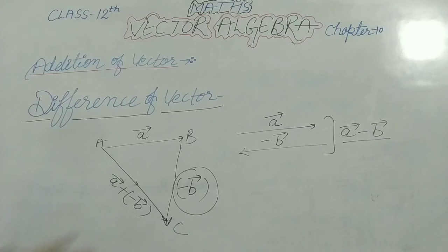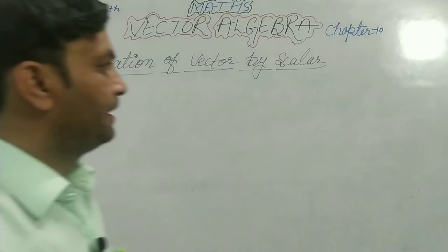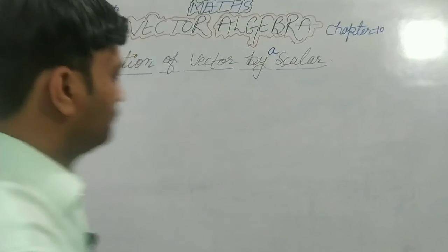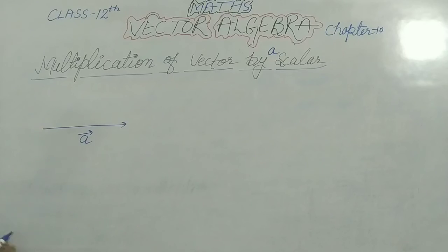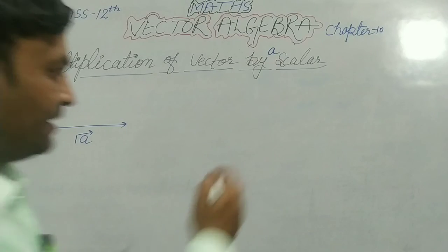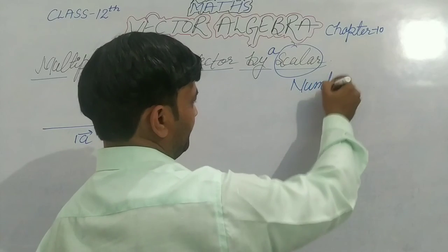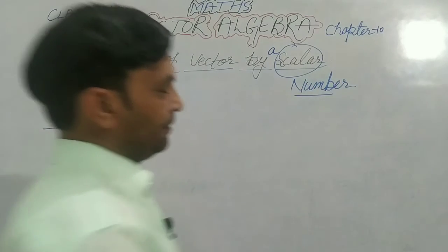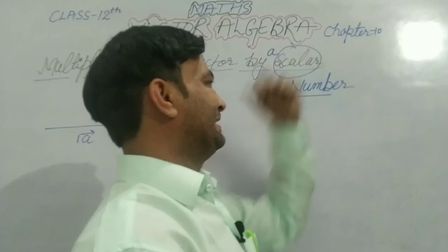Now in this video, the last topic we are talking about is multiplication of a vector by a scalar, isn't it? So we have a vector a, isn't it? So its scalar is 1. What is a scalar? A scalar we can say is a number, isn't it? If we multiply a vector by any number, we can say that number is a scalar, isn't it?